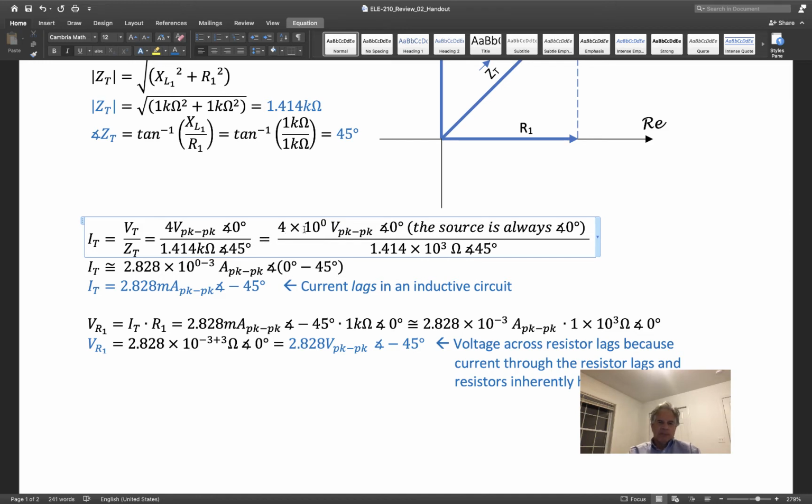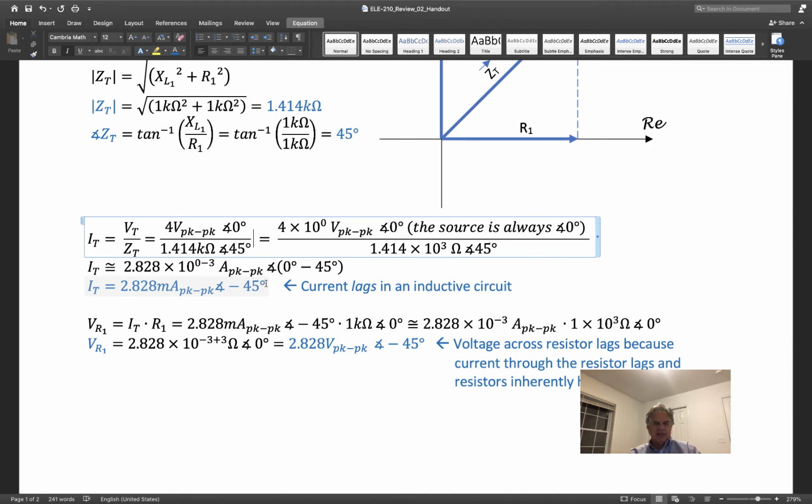So 4 times 10 to the 0 volts peak to peak at an angle of 0, the source is always at 0, divided by 1.414 times 10 to the 3 ohms at 45 degrees, we're going to get 2.828 times 10 to the 0 minus 3 amps peak to peak at 0 minus 45 degrees. Because when we divide, we subtract the angles, just like we subtract powers of 10. It's a very similar concept. So the total current is 2.828 milliamps peak to peak at an angle of minus 45 degrees.